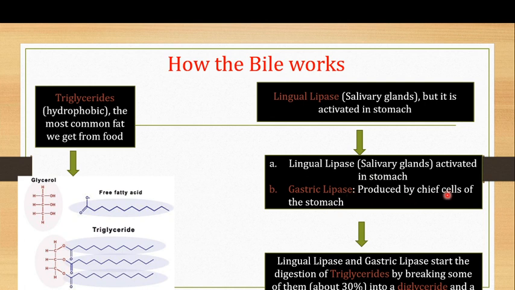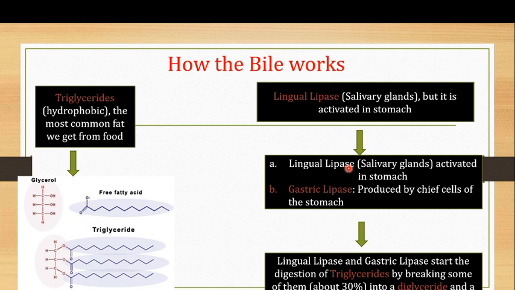Now, what are the chief cells? They are actually the enzyme producing cells of the glands that are present in the stomach. I have a detailed video on those glands and I'll share the links in the description. But simply, if you want to differentiate between the two, this is the lipase, but the term lingual over here simply means that it is produced by the salivary gland, and when we use the term gastric with the lipase, this means that this is the lipase which is produced by the chief cells of the stomach.